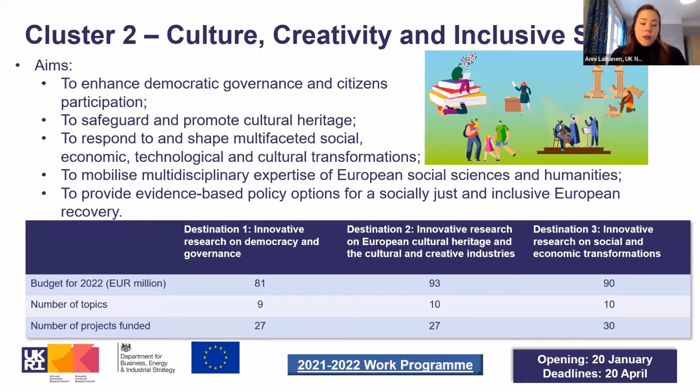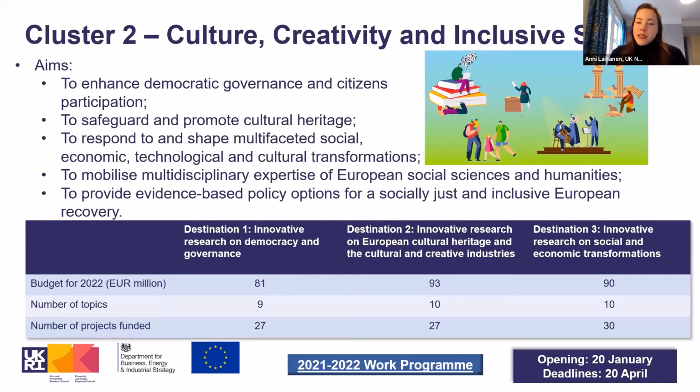So Cluster 2 has a budget of 2.28 billion euros over the total 7 years. This 2.28 billion is actually the highest ever budget allocated in this area of social sciences and humanities in a European framework program. So this really is evidence of the expected spillover of the COVID crisis into the social and cultural area and democracy.